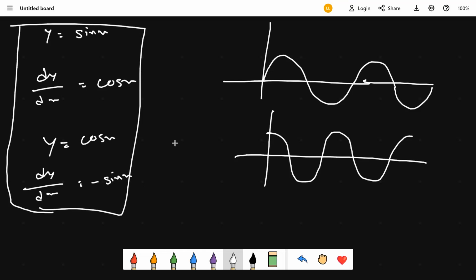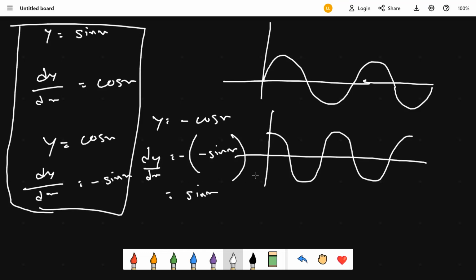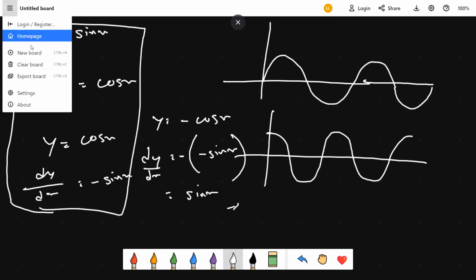Now, if you have negative cos x, what does that mean? When we differentiate it, we first consider the negative sign in front. Just don't do anything with it. Differentiate cos x itself, and dy by dx, we get negative sin x. Now, after breaking the brackets, we get positive sin x. That's how it works.